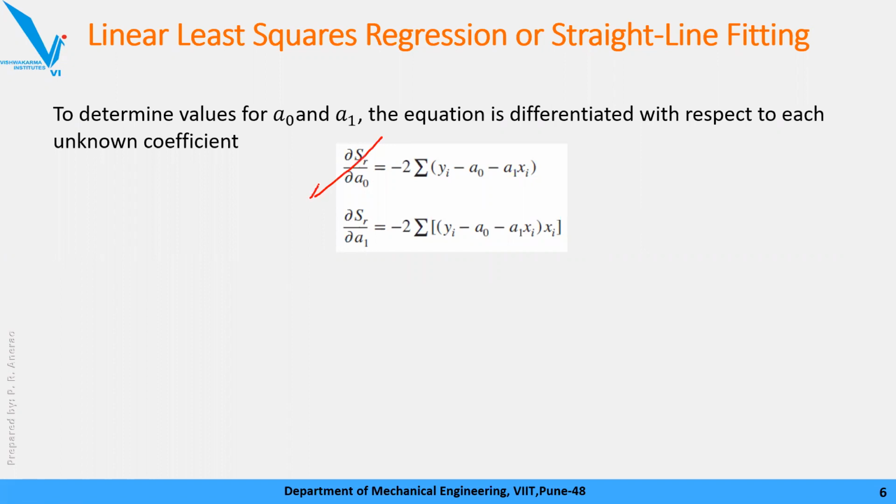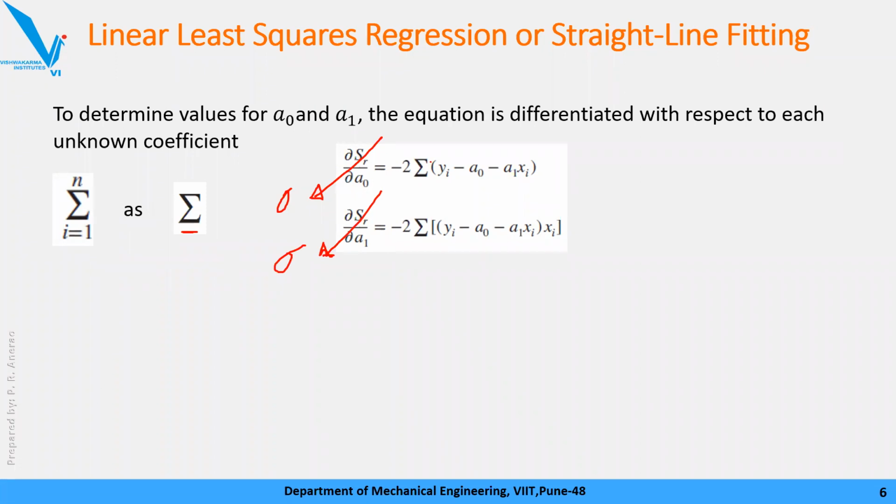Now this will tend to 0 and this will tend to 0. Here what we have done is that the summation over 1 to n I have reduced to just a summation value.